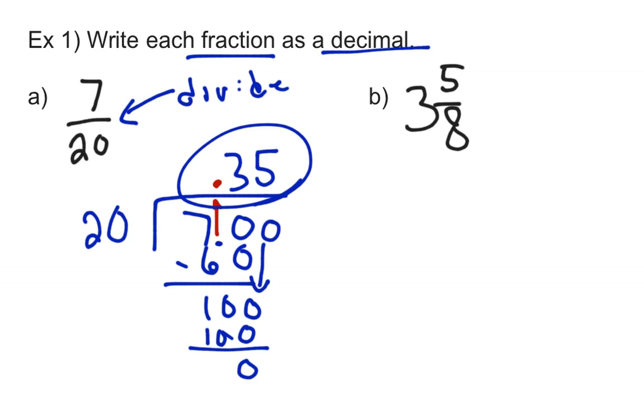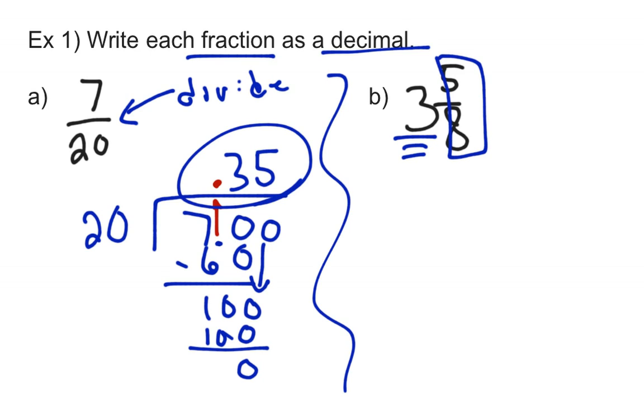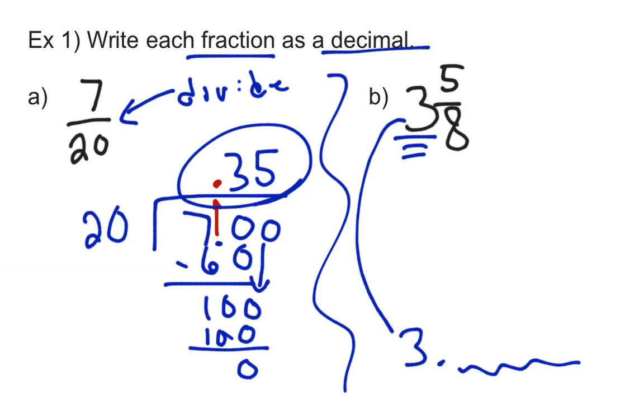Okay, 0.35. The next one, 3 and 5/8. Well, the first thing I'm going to say is this. We should all recognize that the 3 here is our whole number. So it's 3 and something, where the 5/8 is our something. The whole number is 3, so when I write my answer, it's going to be 3 point, again, something. I just have to figure out what that something is. So the whole number I'm not going to do anything with. That's just going to come down to my answer.